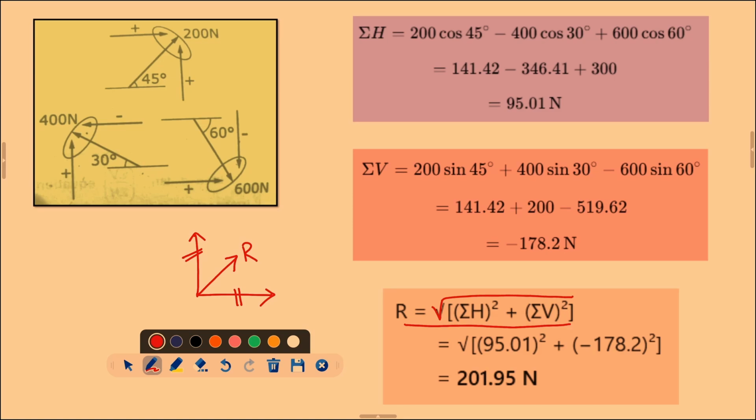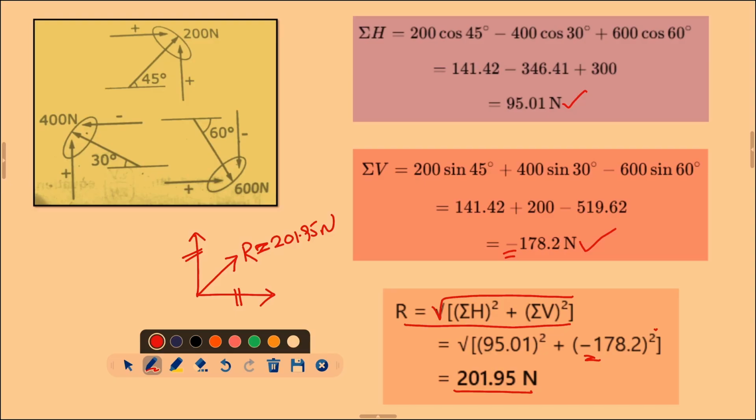Summation of H we already found, summation of V also we already found. If you substitute, because of the square, the sign is not an issue for us. So, we will get the resultant in Newton, which is positive. Why? Because of the square. You do not want to bother about negative or positive, whatever you are getting, simply substitute. So, that resultant value you got as 201.95 Newton. Now the magnitudes we found are summation of H, summation of V, and the resultant.